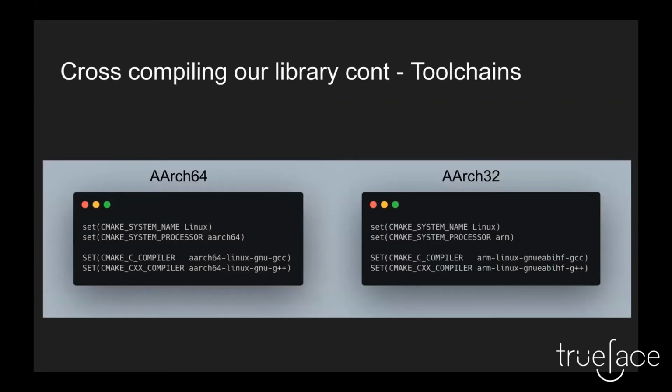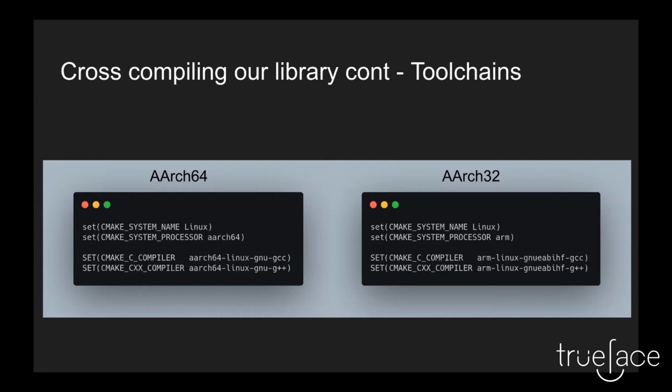So in order to cross-compile, we need to tell CMake that we are not compiling for the architecture of the machine we're currently using, but that we want to compile for a different architecture. This is done through the use of different toolchains. What a toolchain file does is specify which compiler CMake should use.